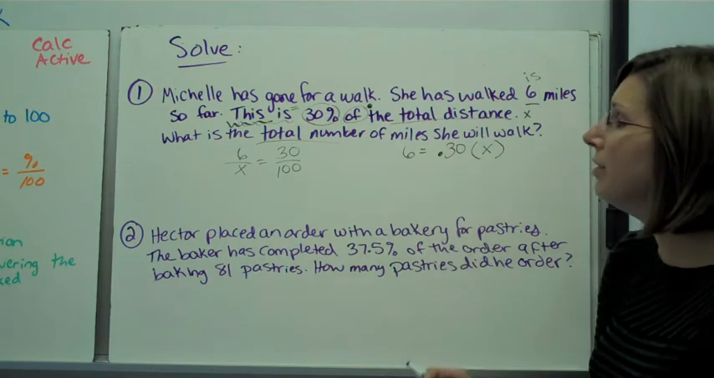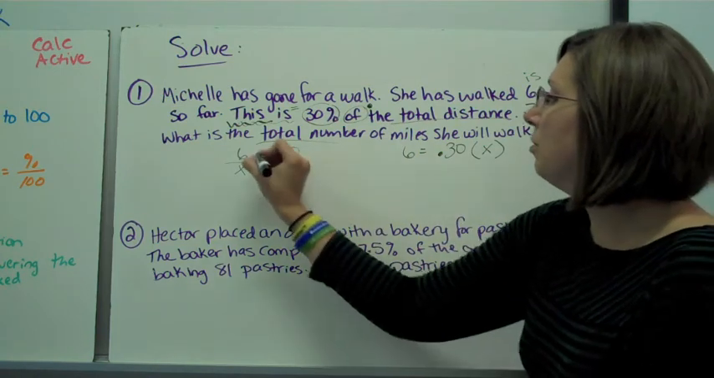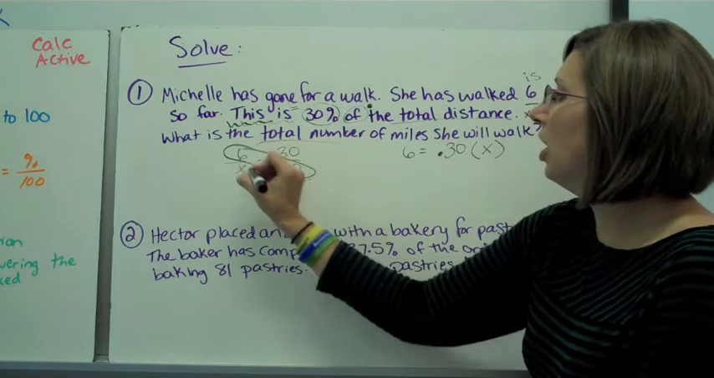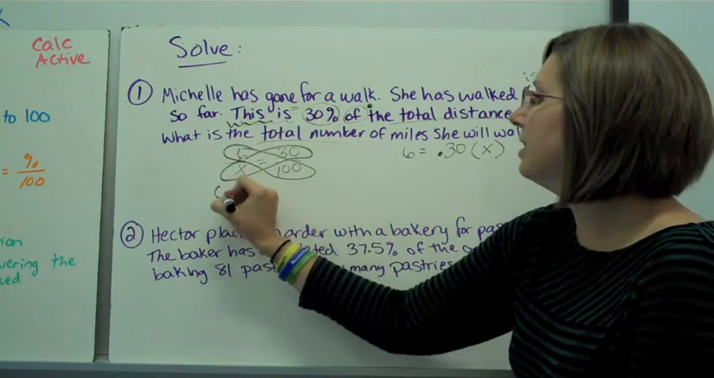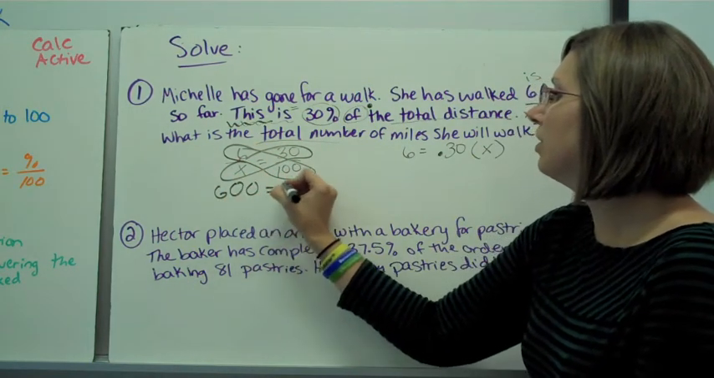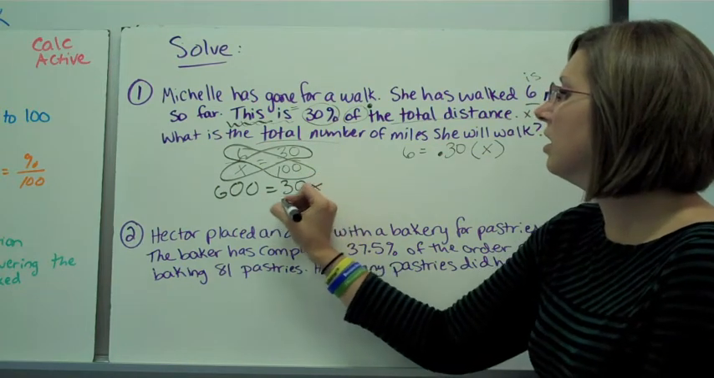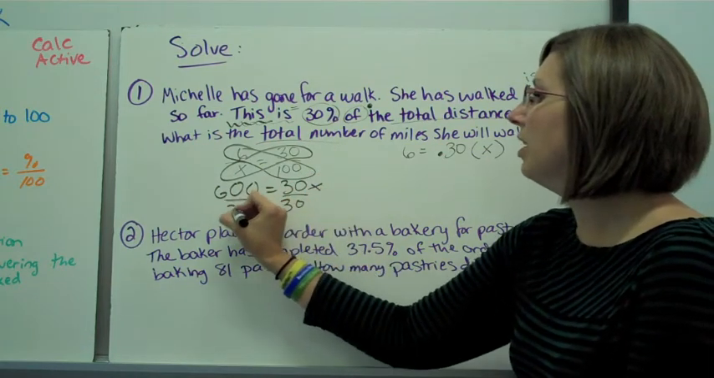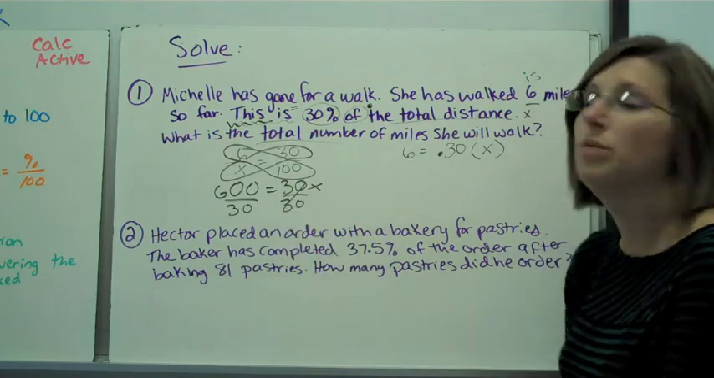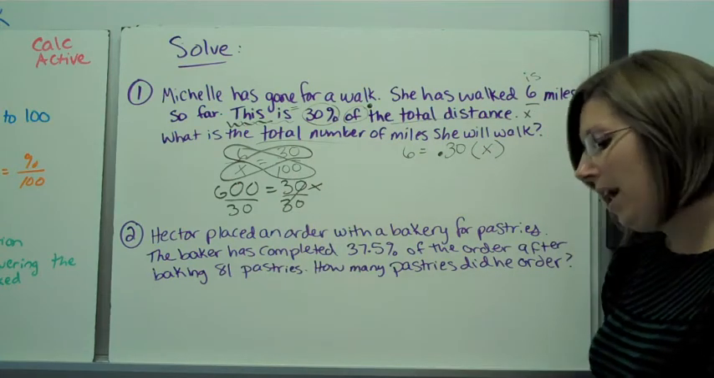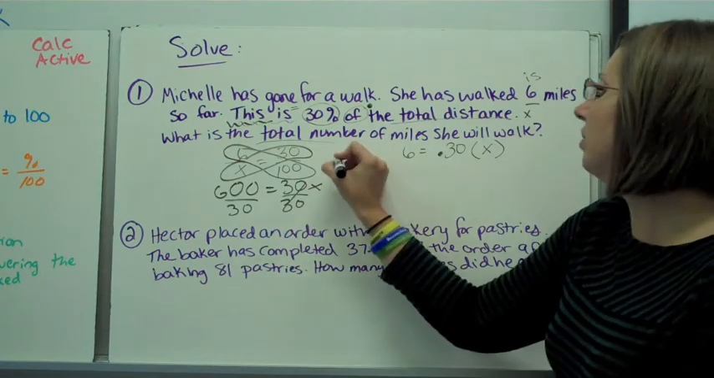All right, let's go through and solve. I'm going to multiply in my proportion. I'm going to cross multiply. So I get 600 equals 30x. Divide both sides by 30 because you want to use inverse operations when you have an equation. And your final answer, x equals 20.